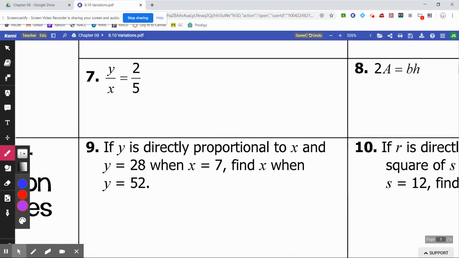Number 7 looks a little bit different, but we can get rid of the divided by x by simply multiplying by x. So you get y equals 2/5 x. That'd be a direct variation.